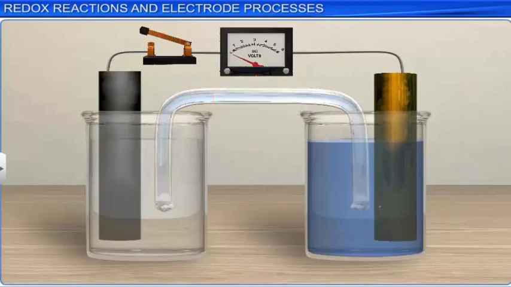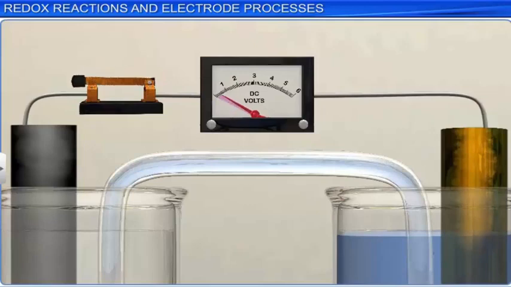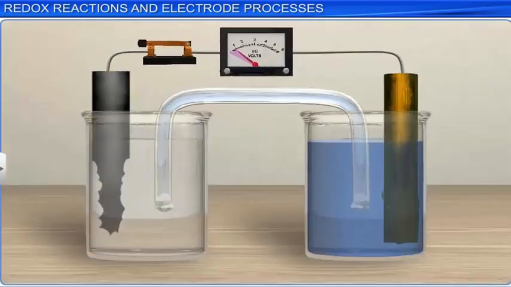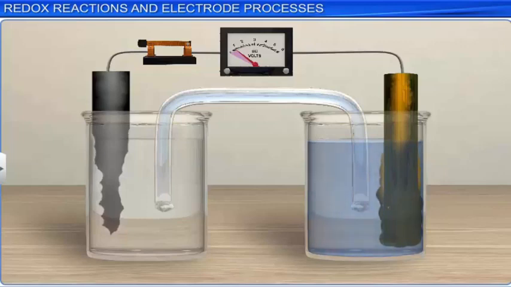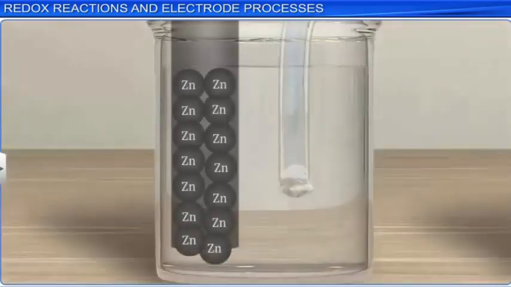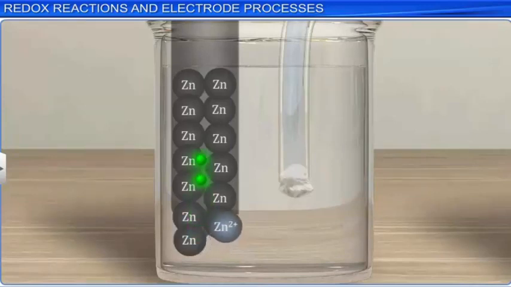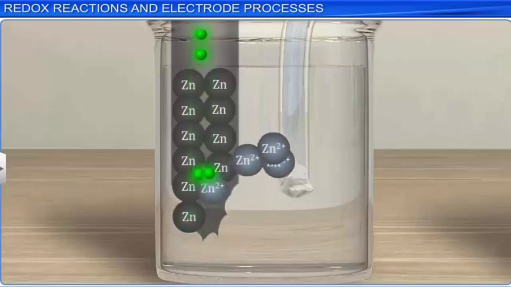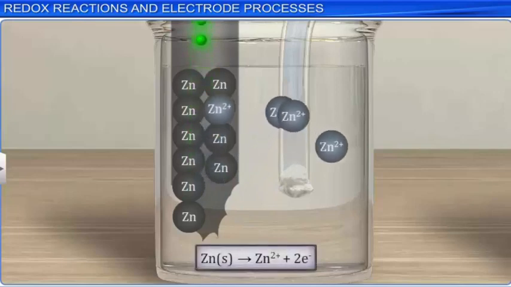As soon as the switch is in the on position, current flows and the reading in the voltmeter changes, indicating that current is passing through it. The current is caused due to the chemical reaction taking place between the two beakers. Since zinc is a more active metal than copper, it loses electrons and gets oxidized. The equation for this reaction can be expressed as: zinc atom loses 2 electrons to form zinc ions.